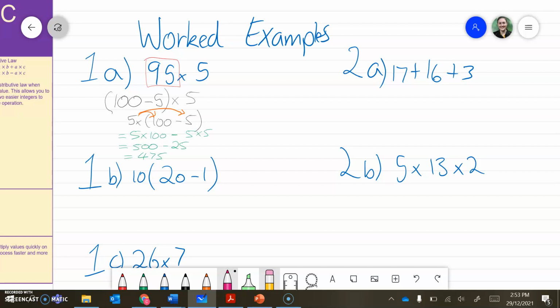B is just a case of expanding our brackets. It's already been broken down into the distributive law for you. So you're going to do 10 times 20 minus 10 times 1. So you're going to have 200 minus 10, which is 190.